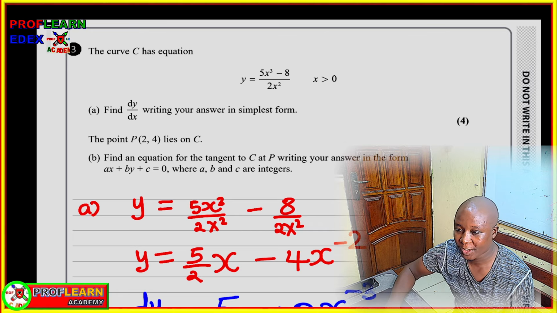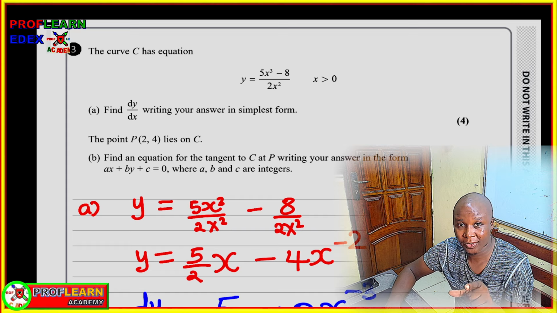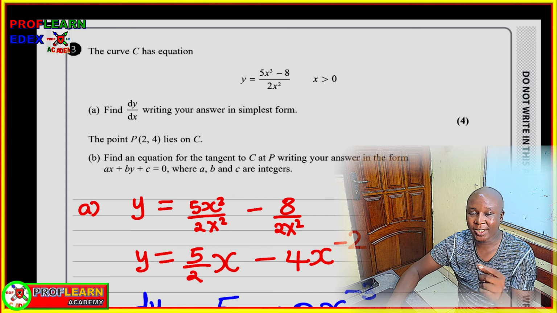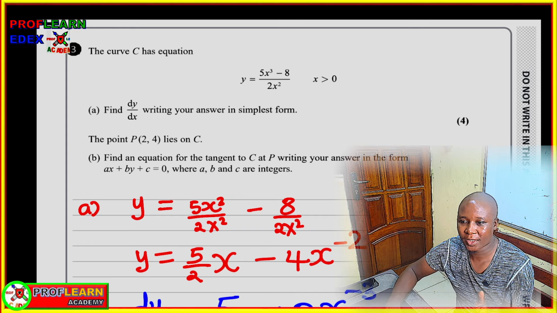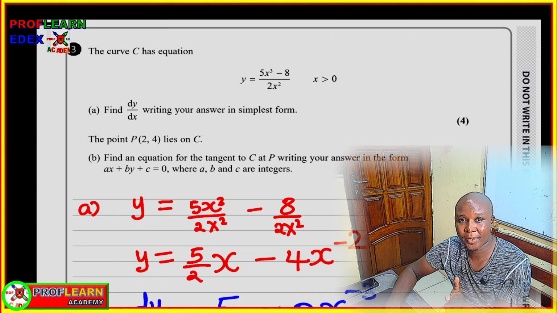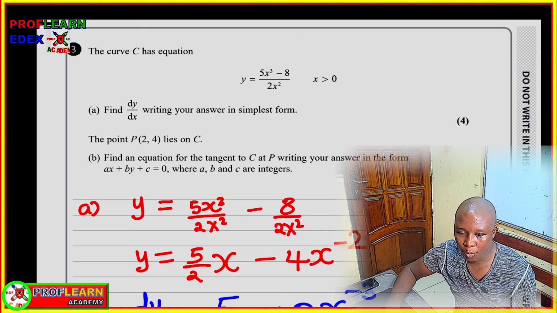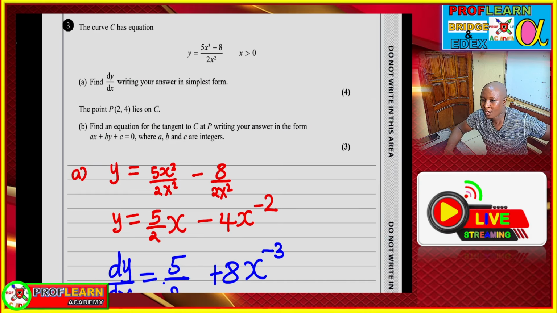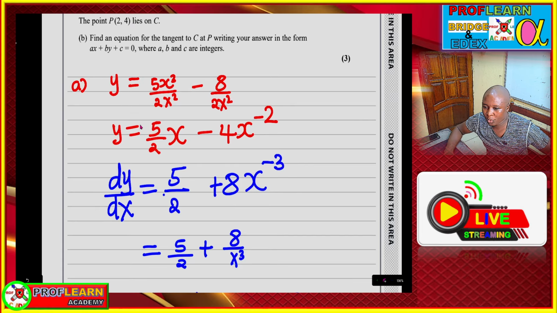So meaning this expression that we have at this given point, you are supposed to simplify it by dividing the denominator into every term that is in the numerator. Once you've done that, you realize that this expression can reduce to y = 5/2 x minus 4 times x raised to power -2. Then we can differentiate now term by term.